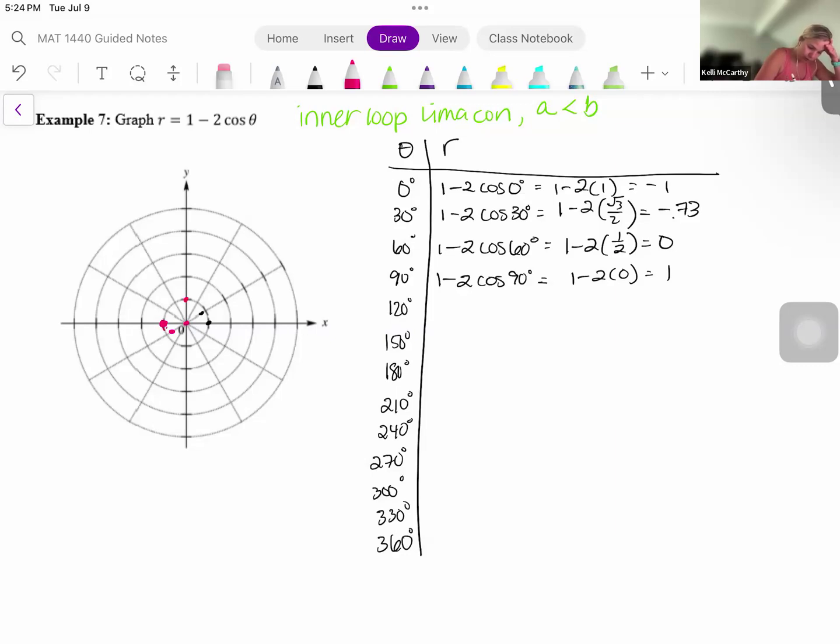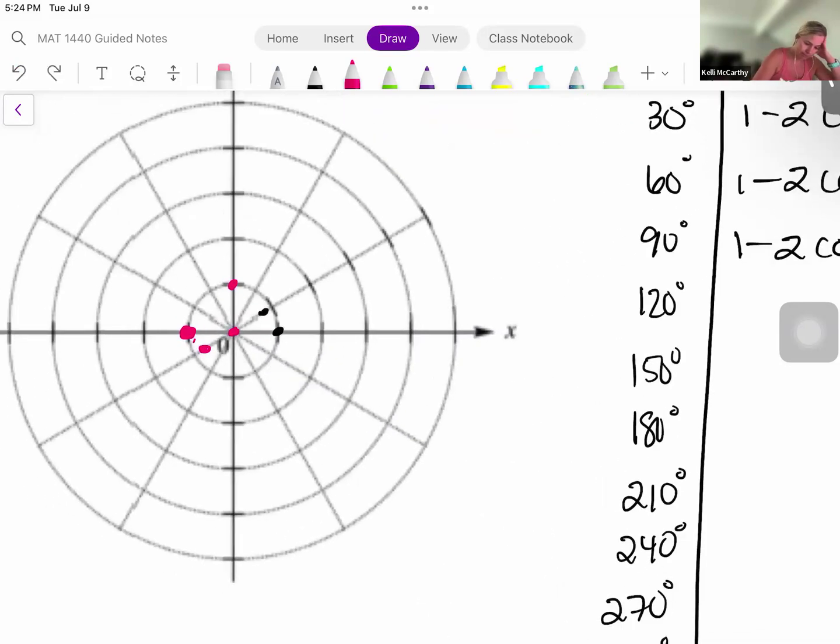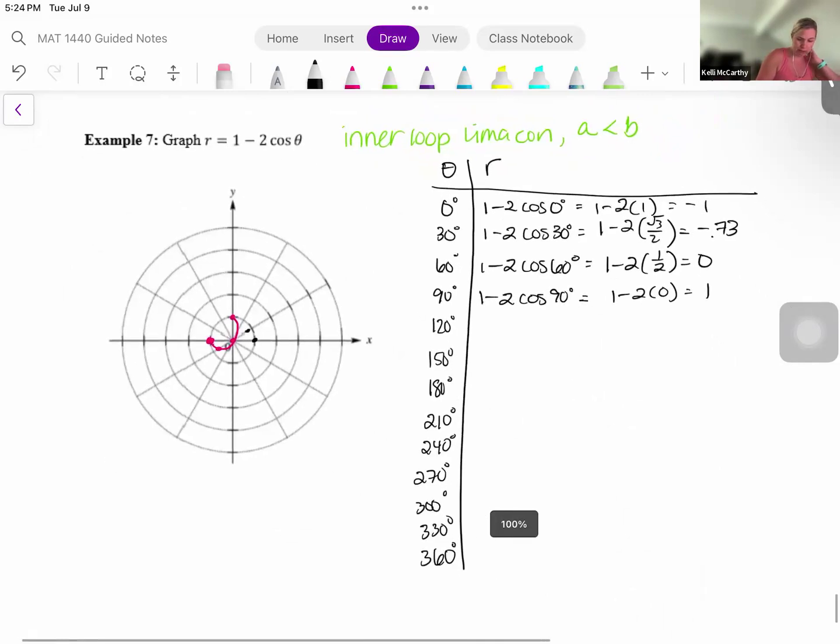So connecting the 4 points we have so far, looks kind of like that. Let me zoom in a little bit more to show that. Like that. Okay, back to our table of values.